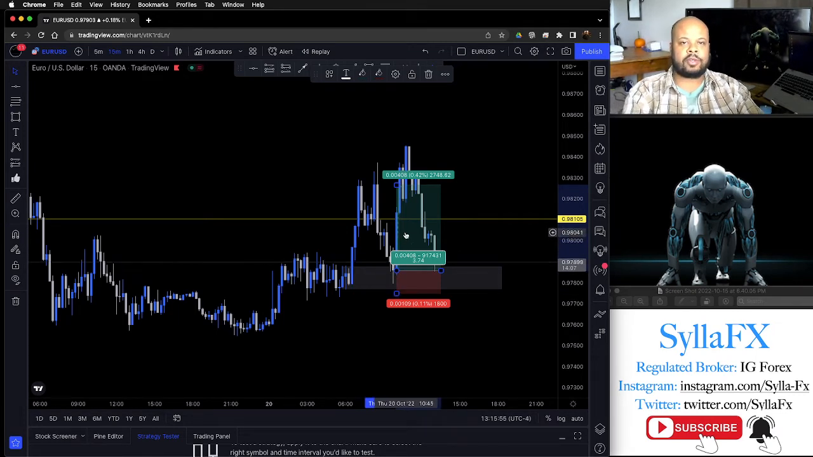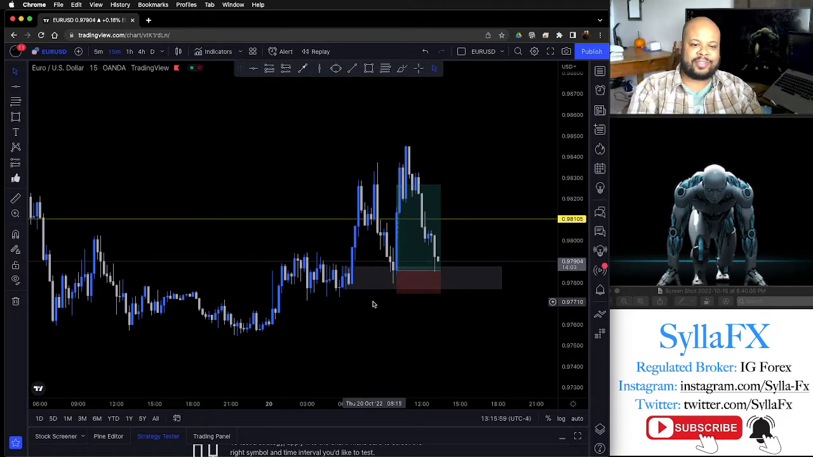So 1-to-4 risk to reward ratio. And I mean, this was just the perfect setup that you would be looking for in a supply and demand setup here.